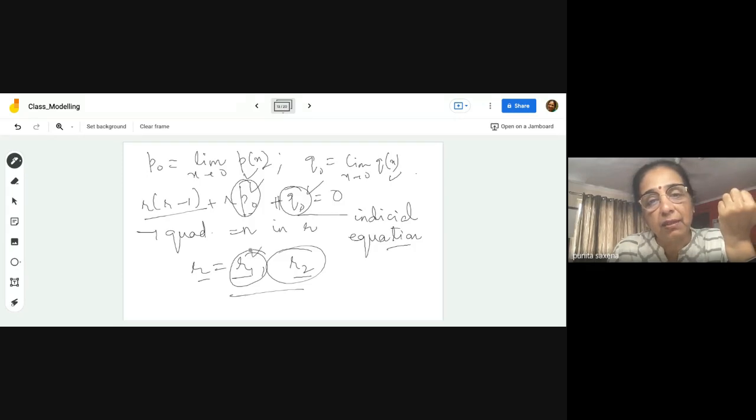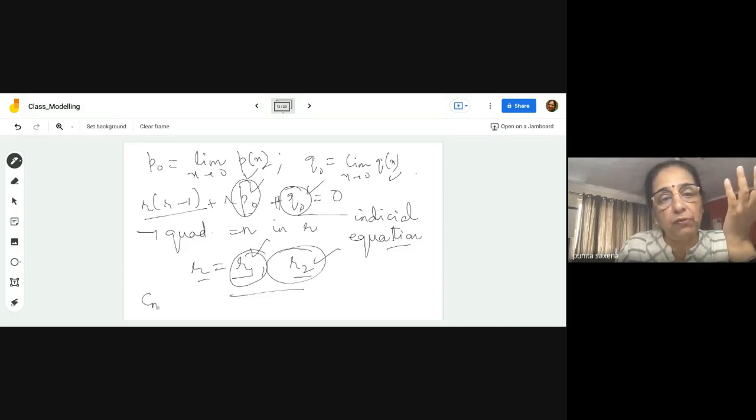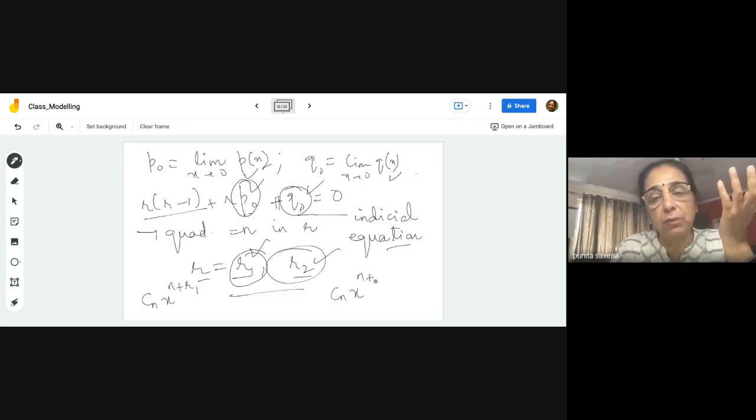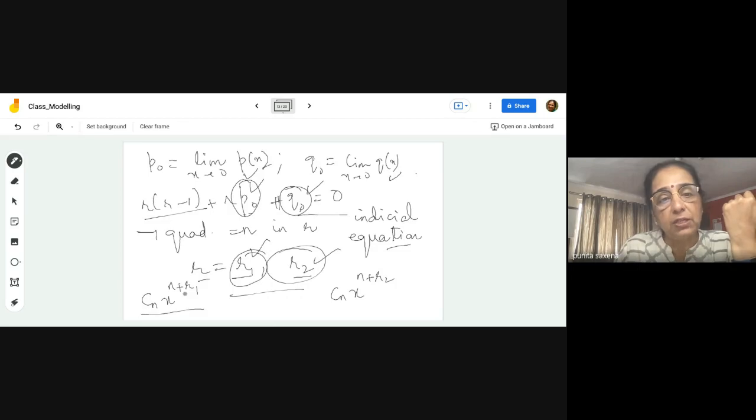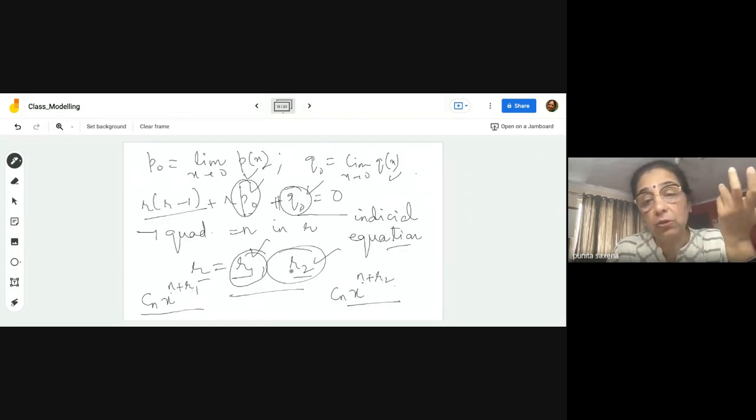So if r1 and r2 are both real and distinct, that means I have two power series solutions here. One will be of the form Cn x to the power n plus r1, the other will be Cn x to the power n plus r2. So supposing my r1 is plus 1 and r2 is minus 1, one series will start with n plus 1, the other series will start with n minus 1, and so on and so forth. My r1 and r2 can be repeated also, depending upon this equation.